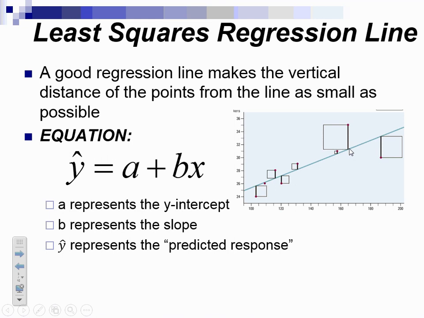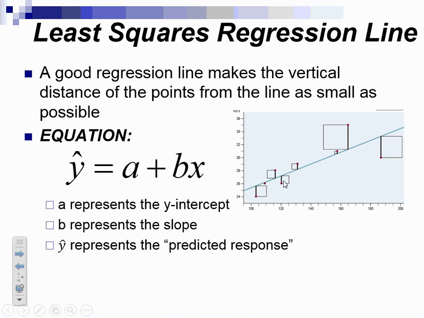So this is the form that our equation is going to take on for a least squares regression line. We're going to have y, and this little symbol on top of y is what we call a hat. So y hat is equal to a plus bx. a is representing the y-intercept, and b is representing the slope. And then y hat is the predicted response.